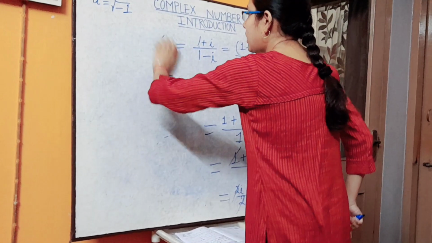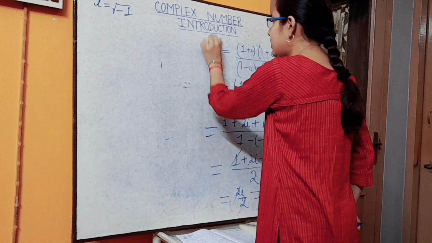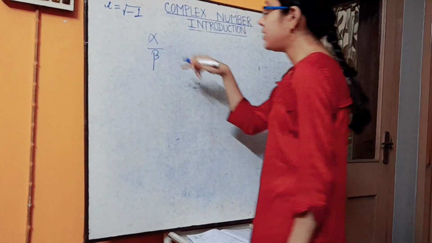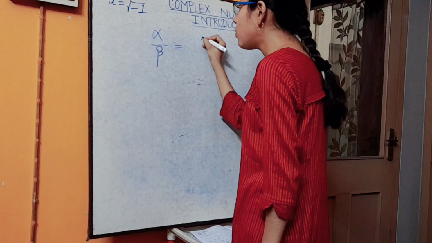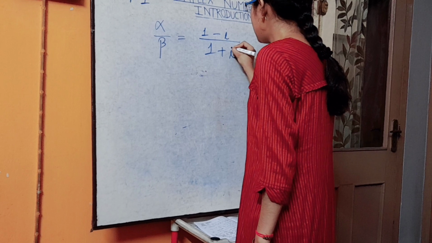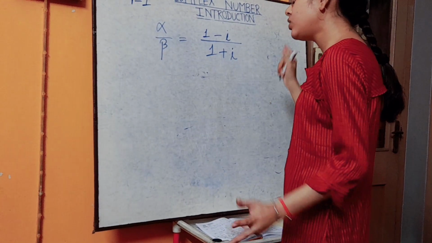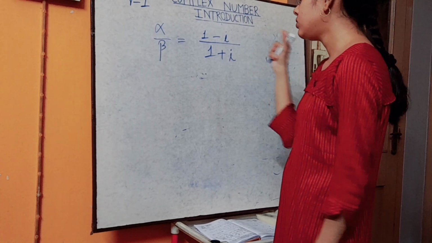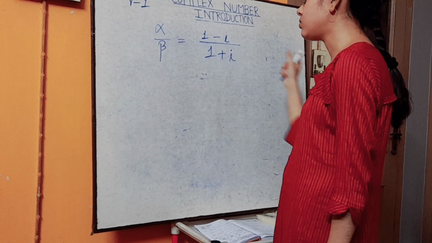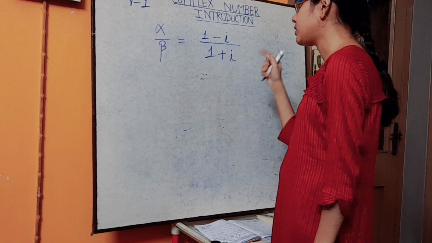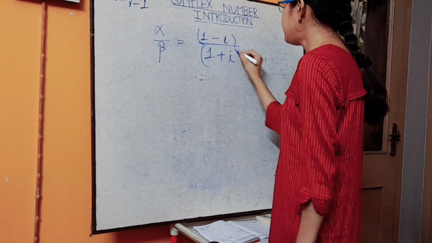Now alpha by beta can also be written as 1 minus iota by 1 plus iota. We know the roots are 1 minus i and 1 plus i, but we do not know the actual value, which is 1 plus i and which is 1 minus i. So we can also write alpha by beta is equal to 1 minus iota by 1 plus iota.